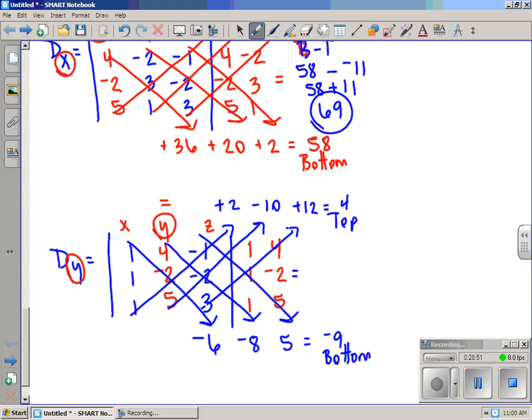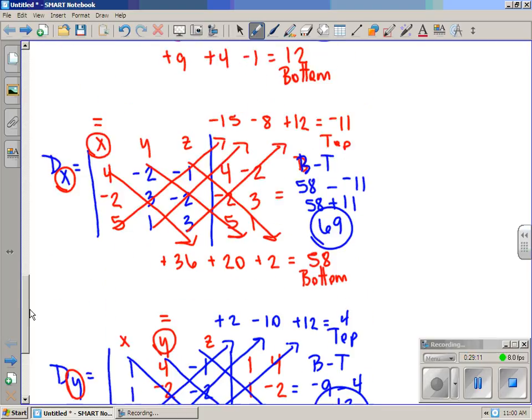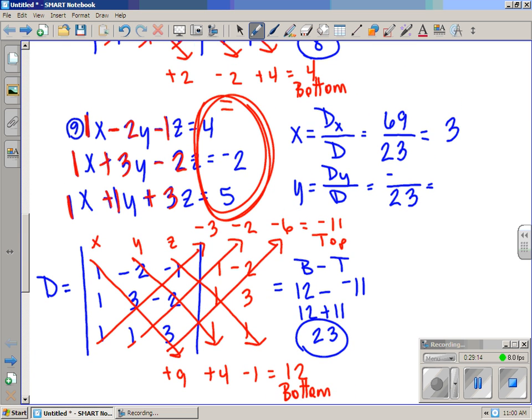To actually get the value for the determinant of y, it's the bottom minus the top. Negative 9 minus the top, which is 4. Negative 9 minus 4 would be negative 13. So the determinant of y is negative 13. And I must have done something wrong because that isn't going to work.